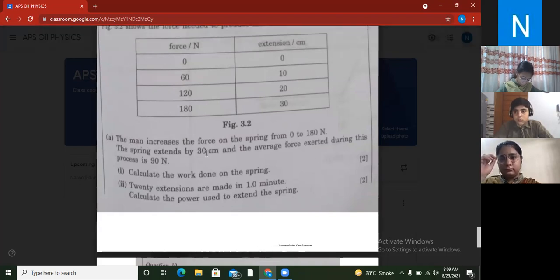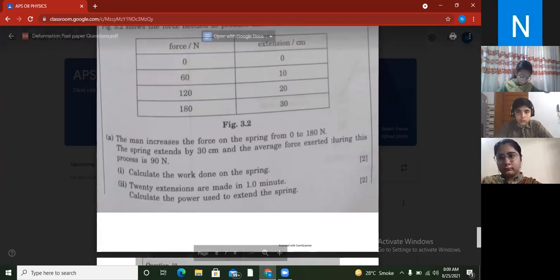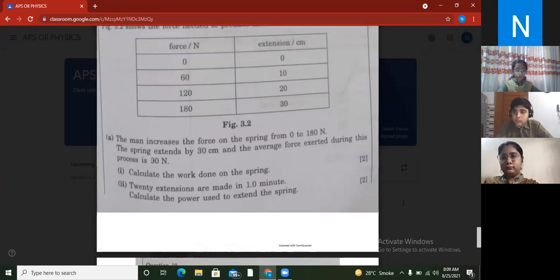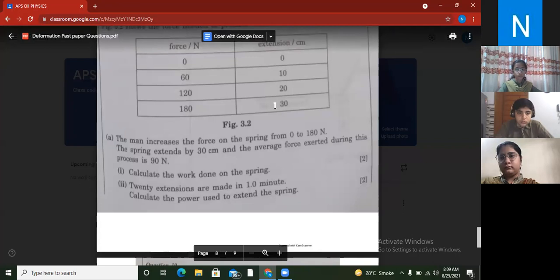A man increases the force on a spring from 0 to 180 Newton. The spring expands by 30 centimeters and the average force exerted during the process is 90 Newton. Okay. Total expansion of the spring is given, that is 30 centimeters. Okay, they have mentioned it right there.